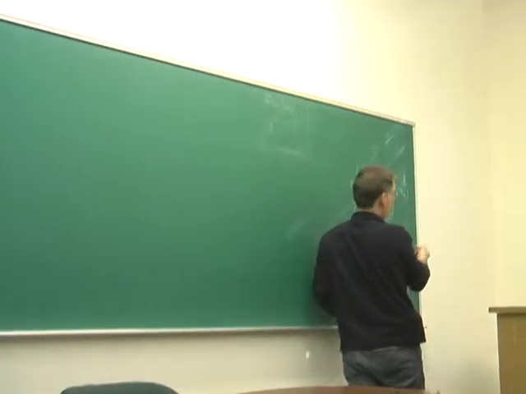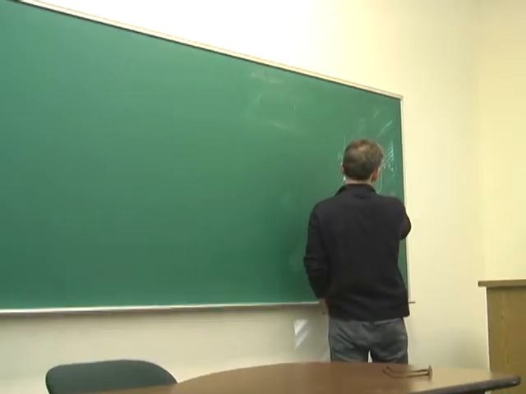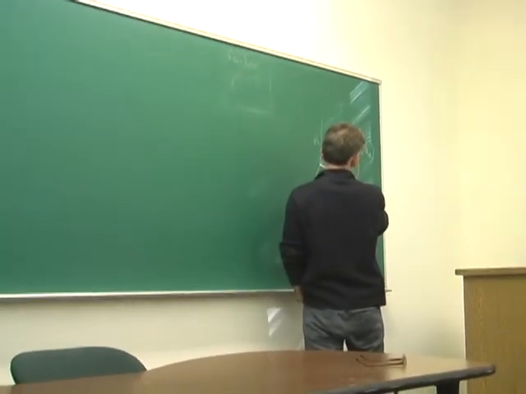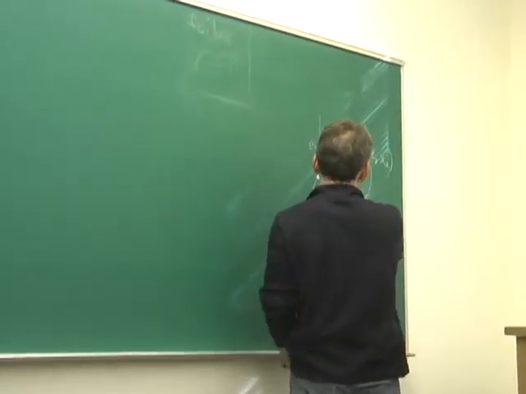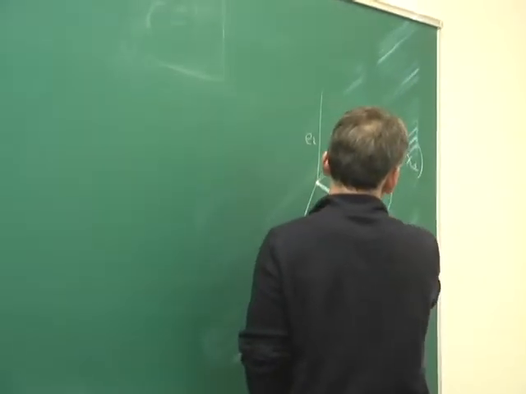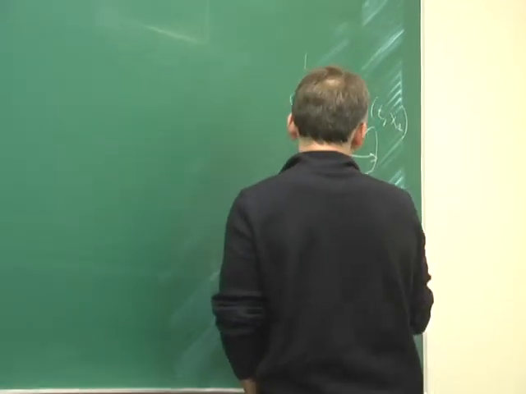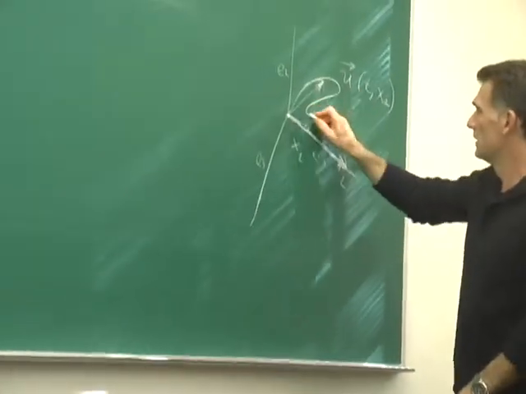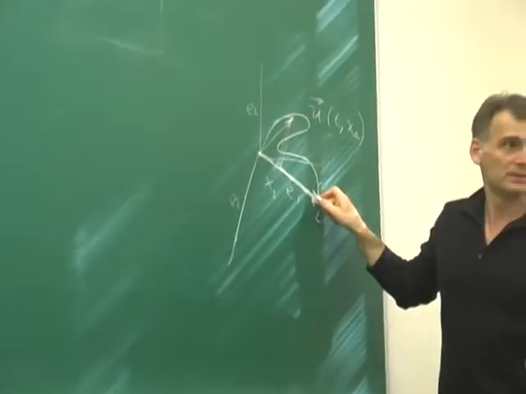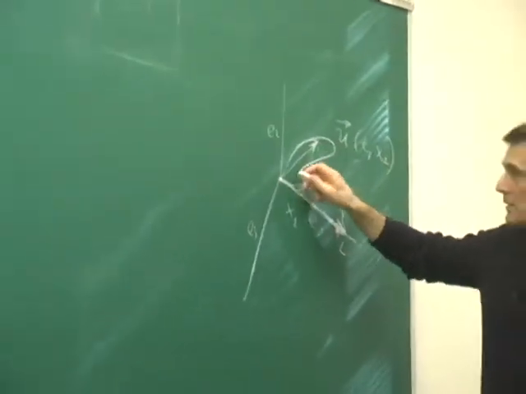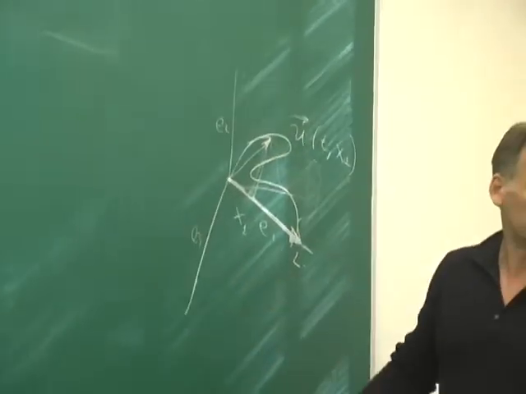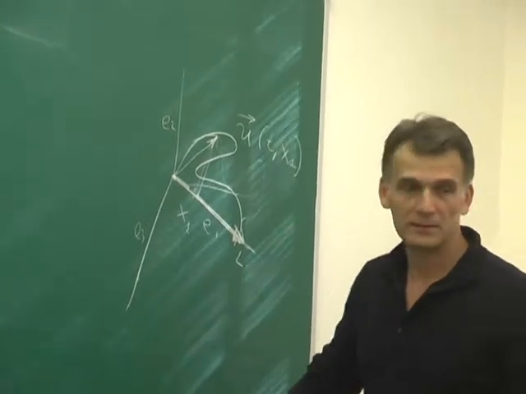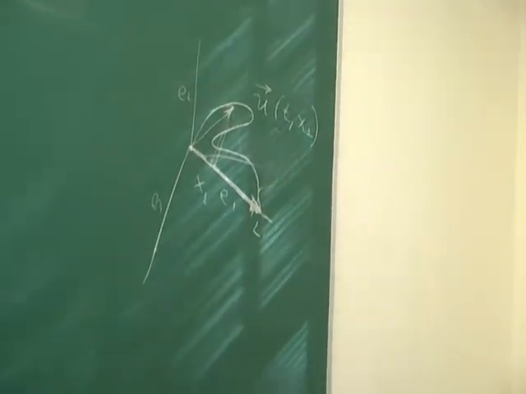You see what I'm saying? At this point, you have this vector, and at this point, there's another vector, and so on. But of course, you assume that it cannot have just any shape. It's going to be so that for each x1, there is a well-defined vector.